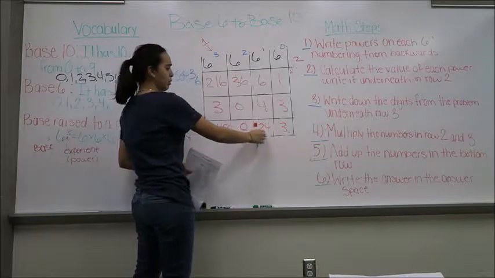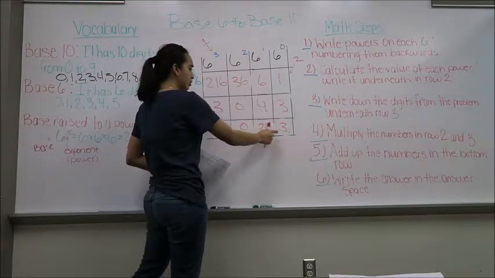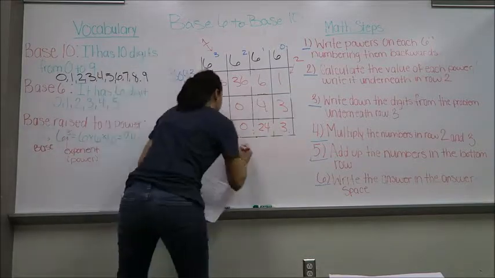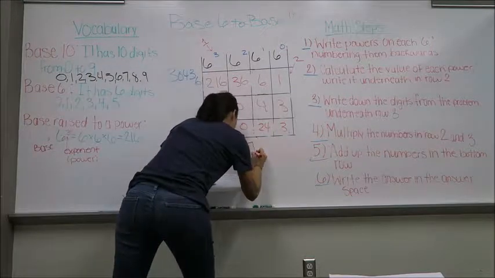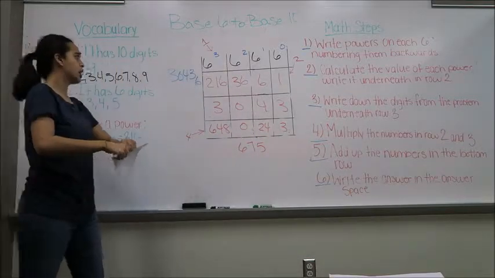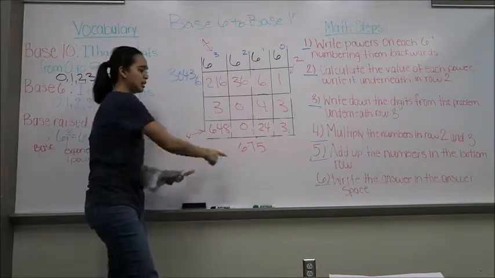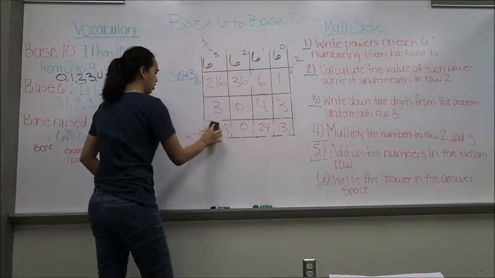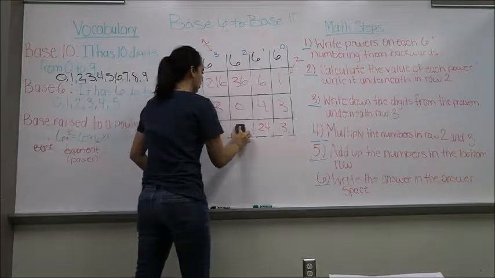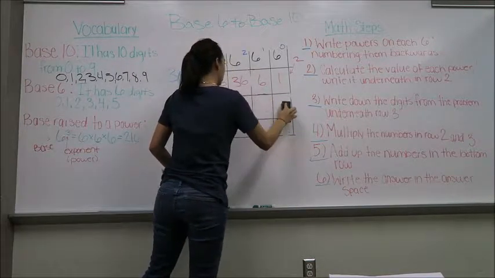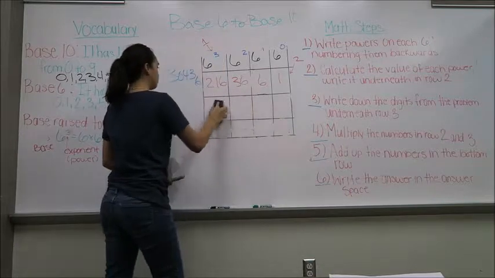648 plus 0 plus 24 plus 3. Anybody know? 675. So 3,443 base 6 is 675. Looks like y'all are getting it. So we're going to go over two more problems before I send y'all off with some homework to do.